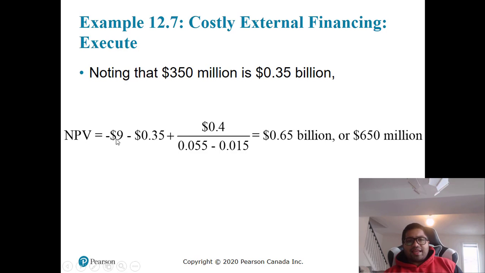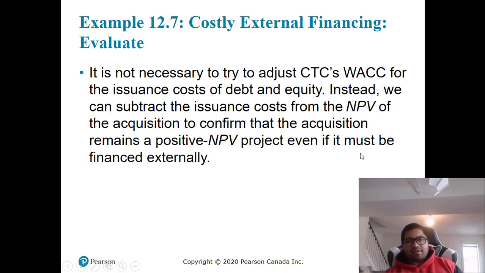The cost of financing is $9 billion and also 350 million. That is the cost of issuing. So you have to also include that. So if you solve this equation, it comes to 650 million.